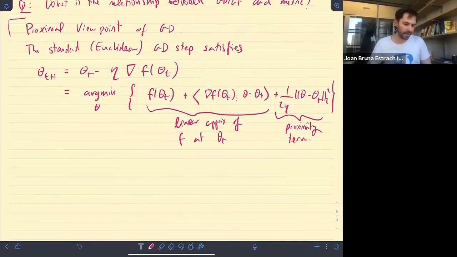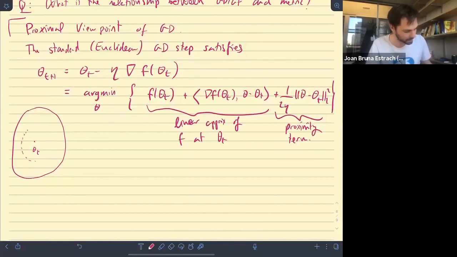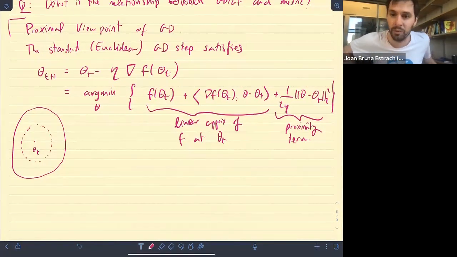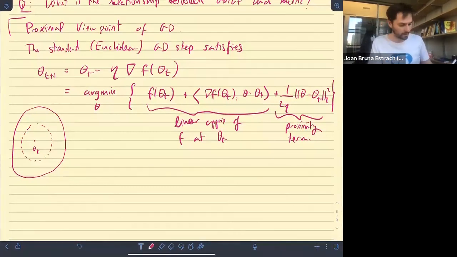It's very natural to think that any kind of descent algorithm has some parameter theta t, and I'm trying to look for the next point in some neighborhood of theta t. I want to do steepest descent: what is the point in the neighborhood of where I am where the function decreases the most? This all looks very natural, but of course the question is, how do you measure proximity, how close you are to theta t? For standard gradient descent, we are using the L2 norm. So the more natural question is, how do we measure proximity?